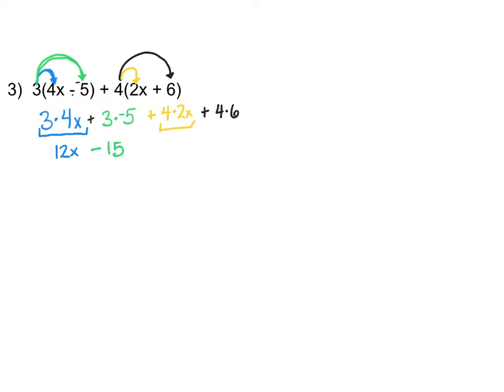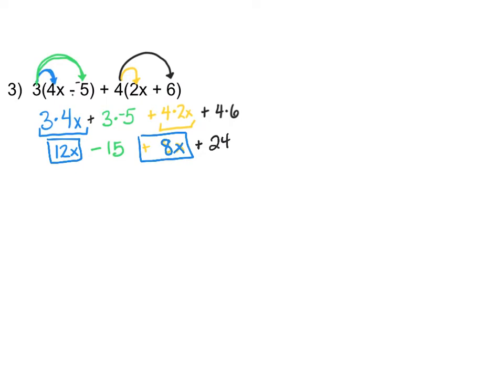4 times 2x is 8x. And then 4 times 6 is 24. Now let's combine like terms. So what are like terms? Well, I see an x here, 12x, and I also have 8x here. So these are like terms.